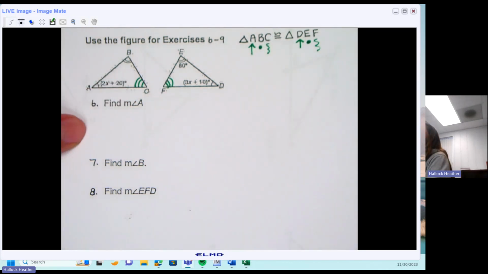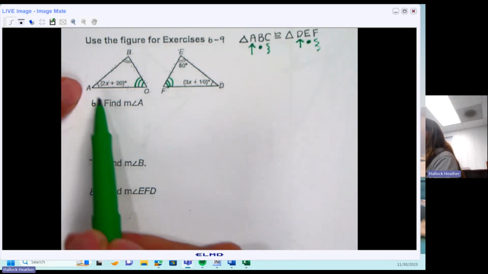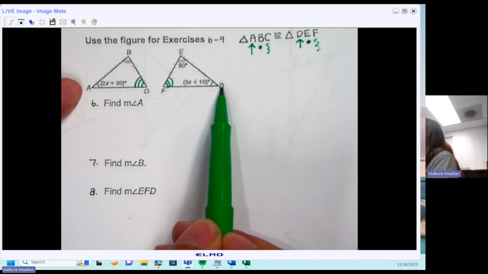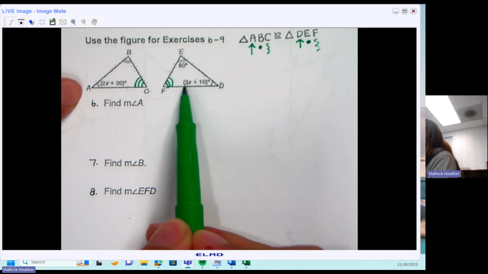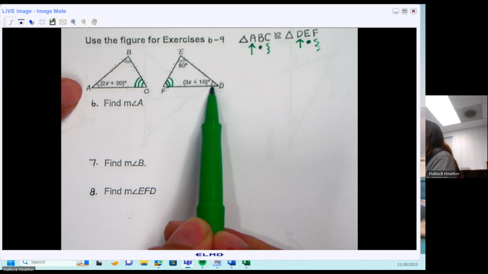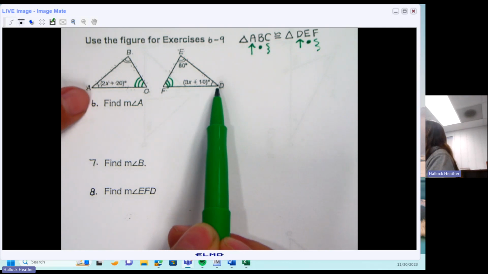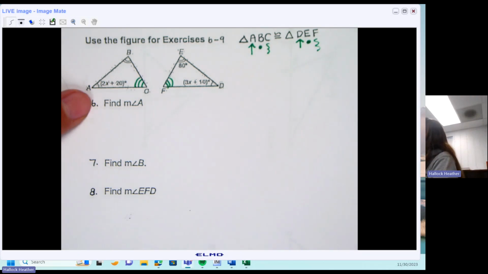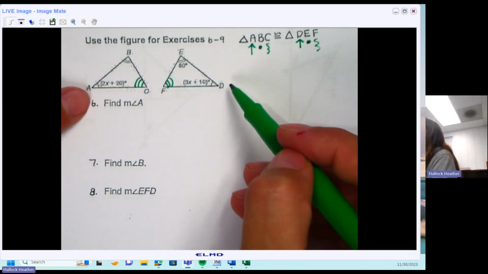Okay, so let's talk about number 6. We have to find the measure of angle A. So A is 2x plus 20. I know it's congruent to angle D, which is 3x plus 10. What could I do with these 2 angles if I know they're congruent to each other to solve for x? Equal them to each other. Because they're congruent to each other, they're equal to each other.